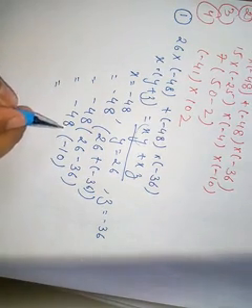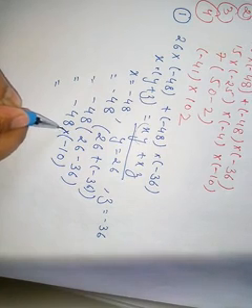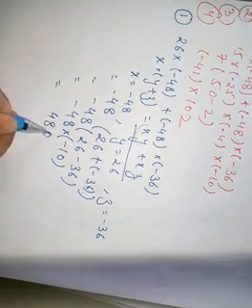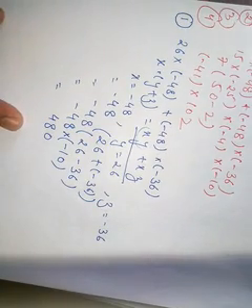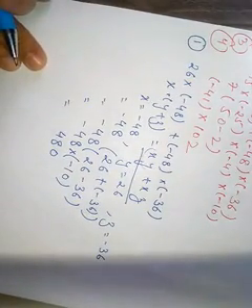Now, if there is no sign in between two numbers, it will be considered as multiplication. So 48 multiplied by 10 is 480 and minus minus is plus. So the answer is 480. Okay, this is how we will solve questions by using property.